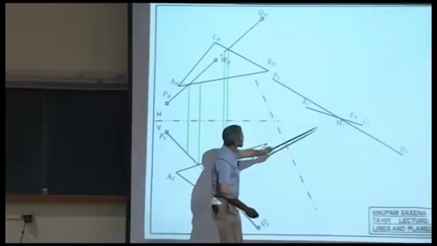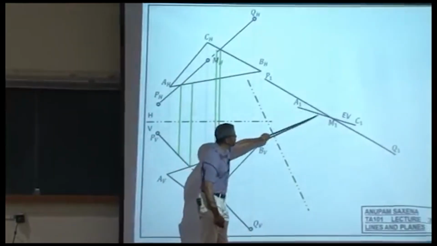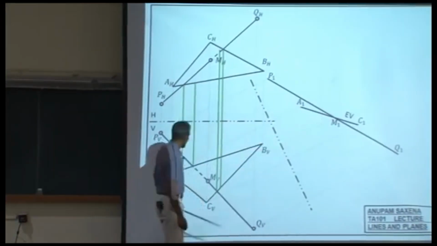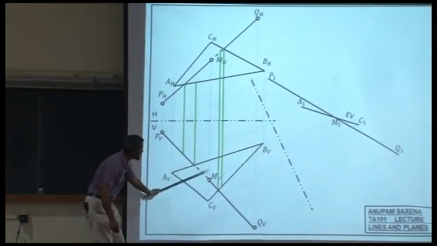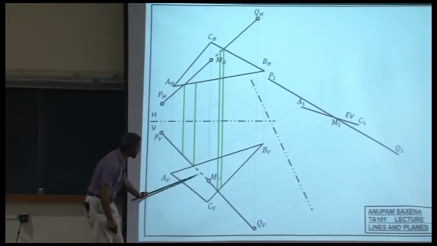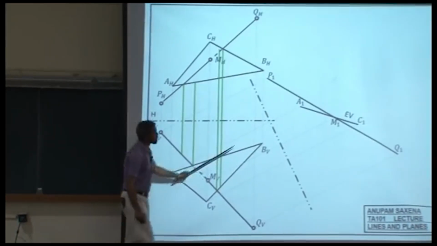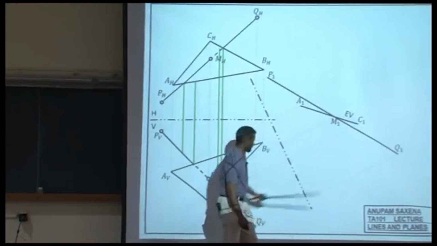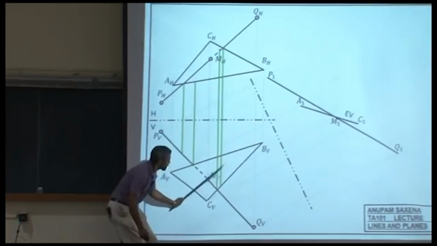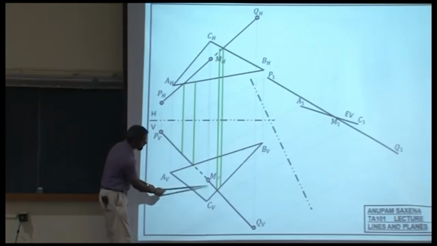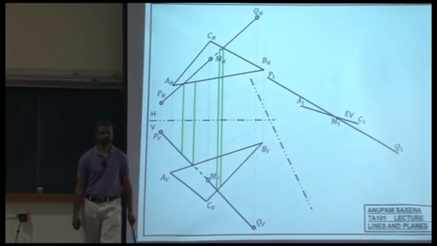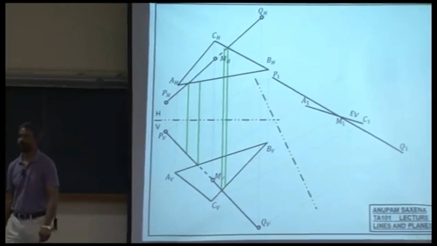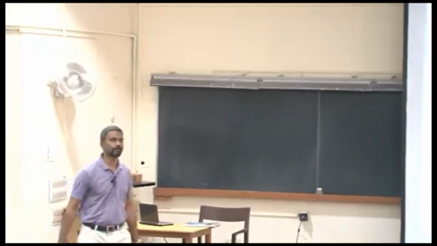So, from here to here, the plane is in front. So, this part of the line is going to be behind the plane. From here to here, the plane is going to be hiding the line, and therefore, it is hidden. From here to here, the plane is behind the line, and therefore, this part of the line is solid. Make sense? Yes or no? Good.